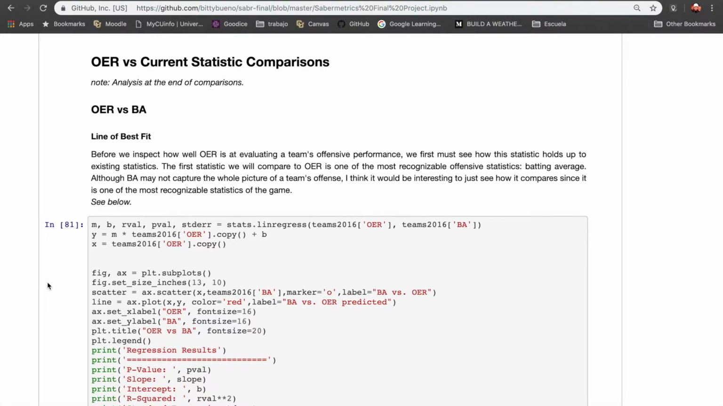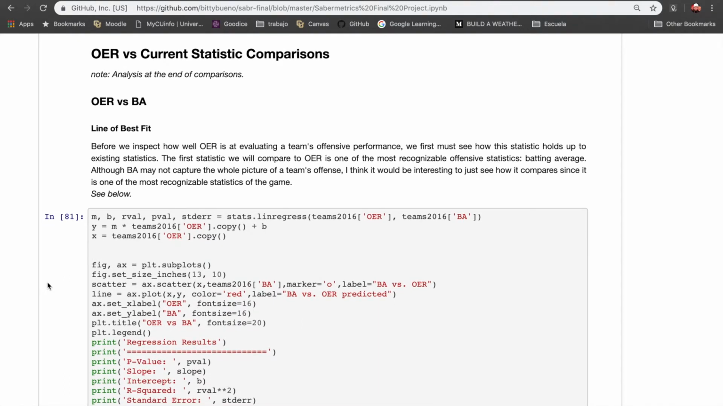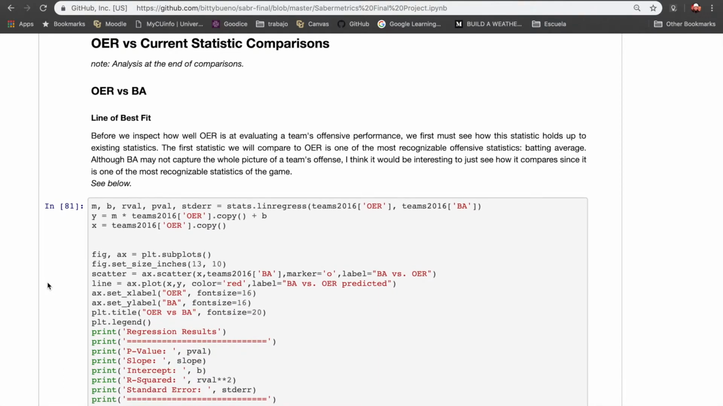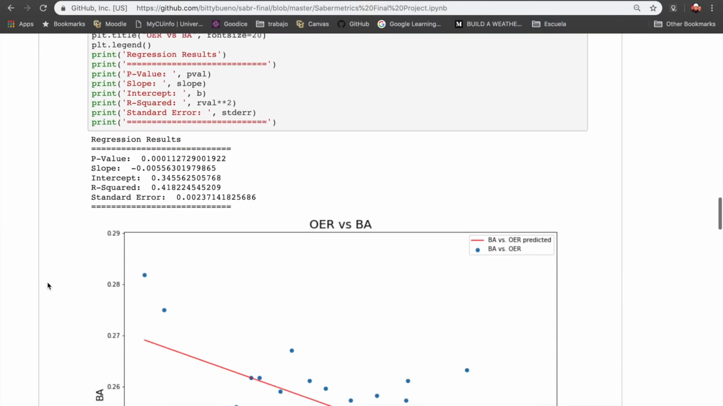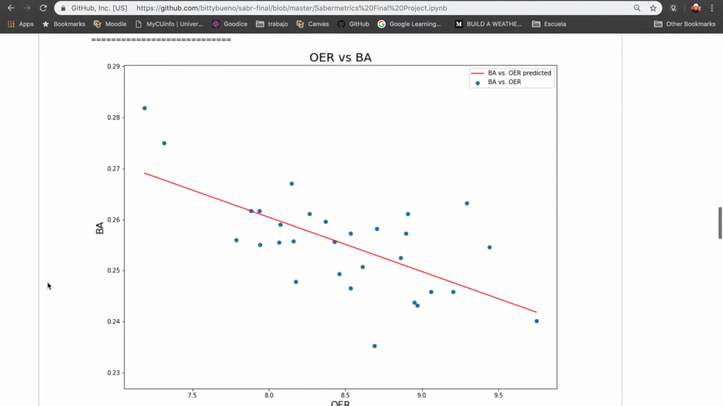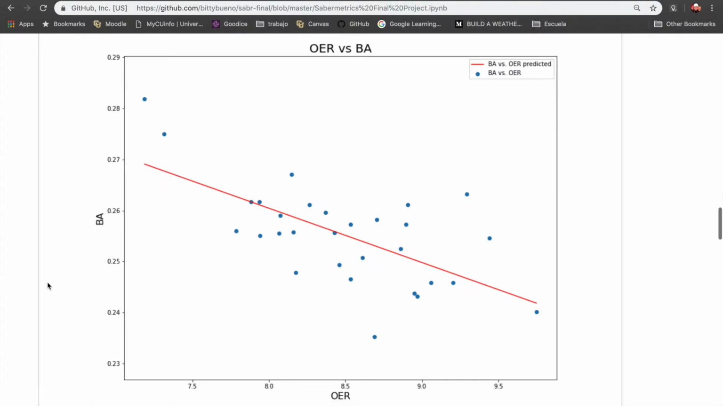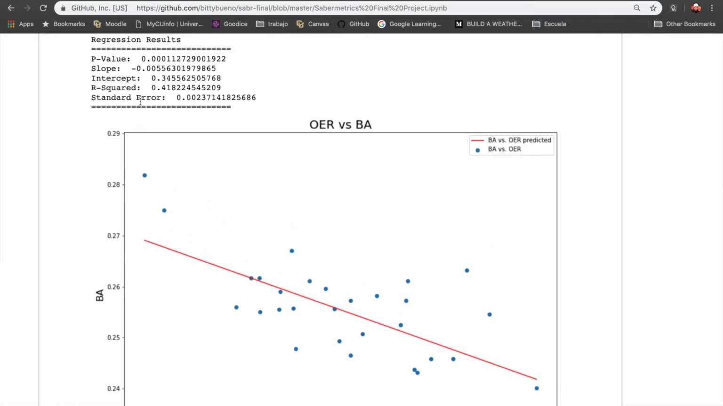So in order to gauge how well OER is evaluating a team's offensive performance, what we can do is compare it to some current statistics. So the first comparison I did was to batting average. And although batting average may not be the best representation of a team's offense, I think that batting average is a part of baseball. And whether you know baseball or not, you have an idea of what batting average is. We can see that there is some correlation between OER and batting average, depicted here. We get an R squared of about 42%.